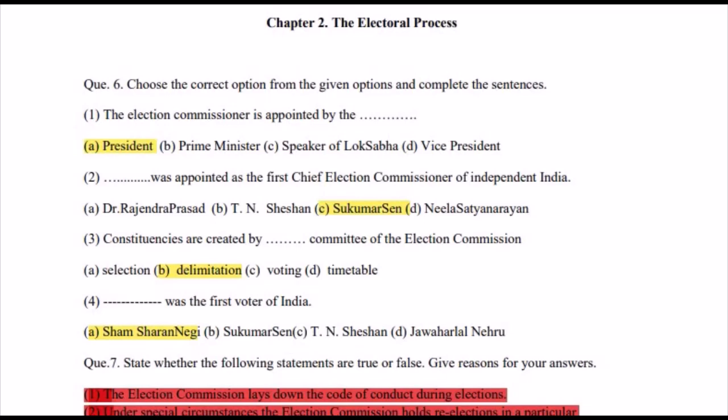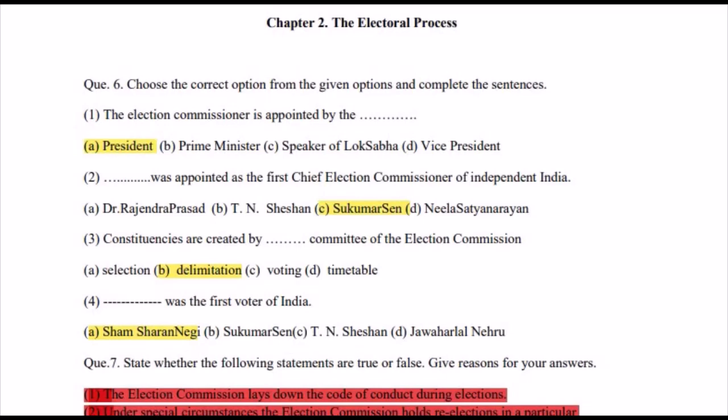Fourth question is, who was the first voter of India? It is not the Prime Minister of India. It is neither T.N. Seshan nor the Election Commissioner. The first voter belonged to Himachal Pradesh. His name was Shyam Saran Negi. He was the first voter of India.